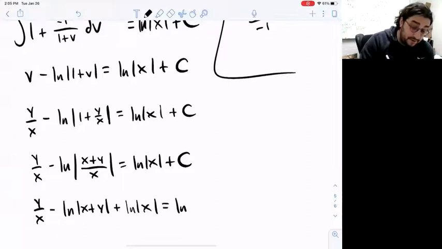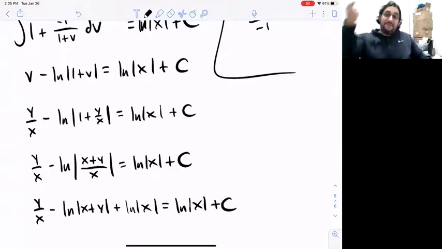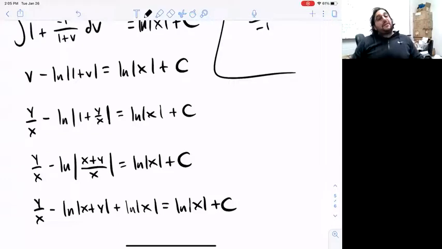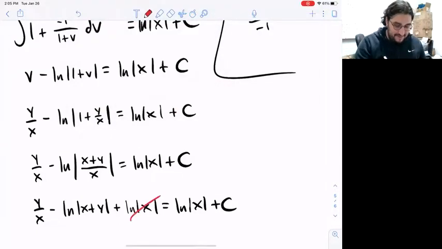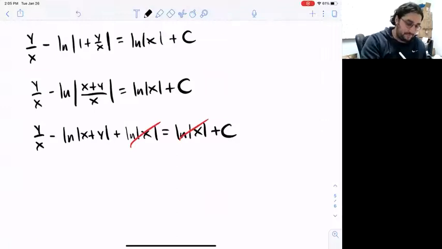Right, using the fact that log of a quotient is subtraction. So then we get a double negative from the minus sign out in front of the log. I like this because it cancels that log of x term on the other side. Those go away, right? This is about as nice of a form as we're going to get for our general solution.